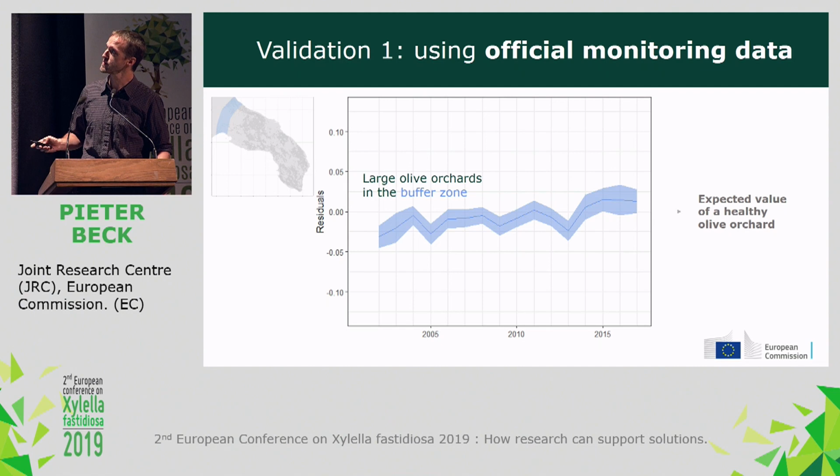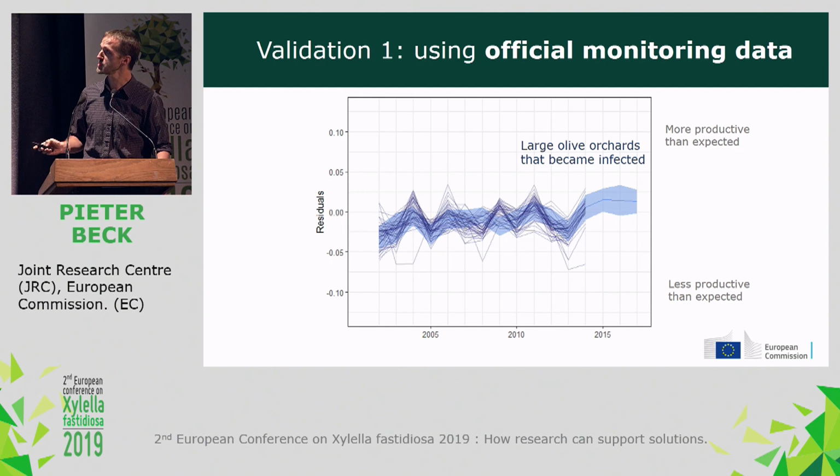But for the orchards in the buffer zone, the behavior is as we'd hoped. Now I put on top of that individual orchards that we know were infected, but we showed them before they were infected. And they too, where every line is a different orchard, sit around that zero line just as the orchards in the buffer zone do. And now I'll add how they behaved after the date where the official data indicates they were infected. They look like this.